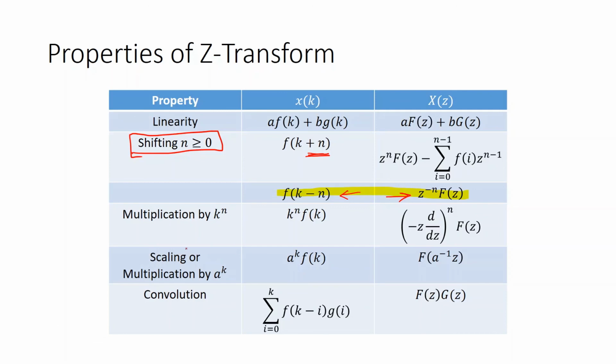Then there is another property, which is the multiplication by k to the power of n. And scaling, or multiplication by a to the power of k, is also important and sometimes used. And convolution: if you have two signals convolved with each other, the Z transform is basically a multiplication of the individual Z transforms. This is also a similar property to the Laplace transform.